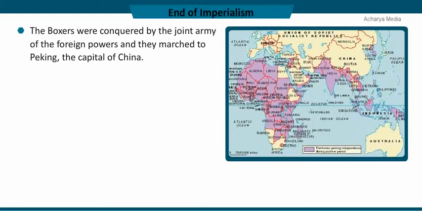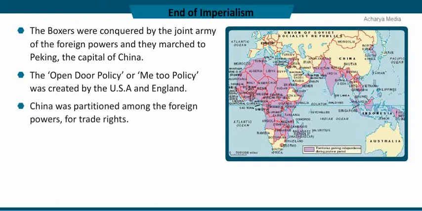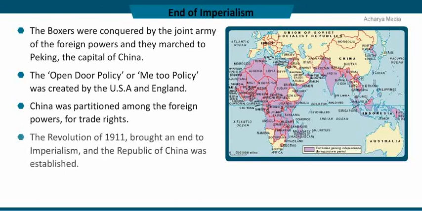End of imperialism. The Boxers were conquered by the joint army of the foreign powers and they marched to Peking, the capital of China. Empress Dowager fled the capital. The open door policy or Me Too policy was created by the United States of America and England. China was partitioned among the foreign powers for trade rights and China became an international colony. The lesson learnt in the Boxer Rebellion paved the way for the revolution of 1911. It brought an end to imperialism and the Republic of China was established under Dr. Sun Yat-sen.